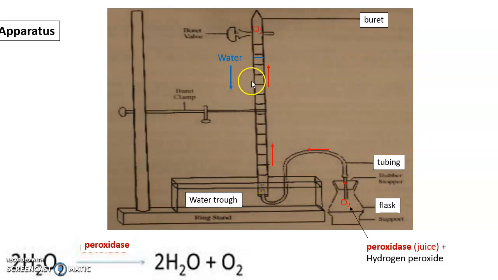So there'll be water in the burette, water in the water trough, and as our chemical reaction occurs, the oxygen gas will move through the tubing up to the top of the burette, causing the level of water to go down. We can measure the difference from where it started to where it ended over a certain period of time, and that will tell us how much oxygen by volume was produced.